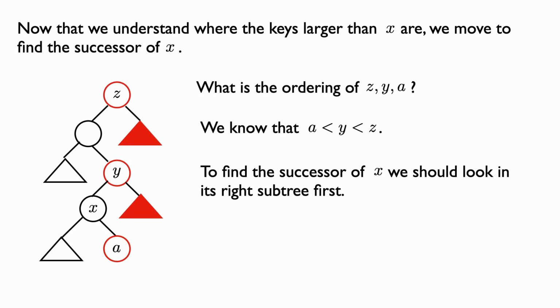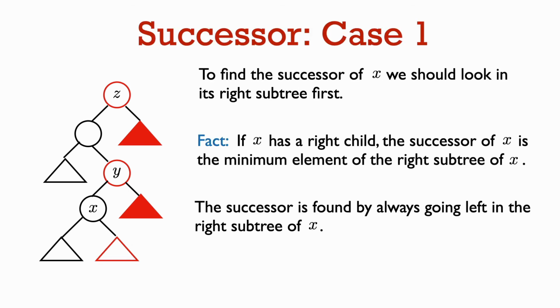This example tells us that when looking for the successor of x, we should always look in the right subtree of x first. This brings us to case 1 of computing the successor of x. If the right child of x is not a null pointer, then the successor of x will be the smallest key in the right subtree of x. And we already know how to find the smallest key in this subtree.